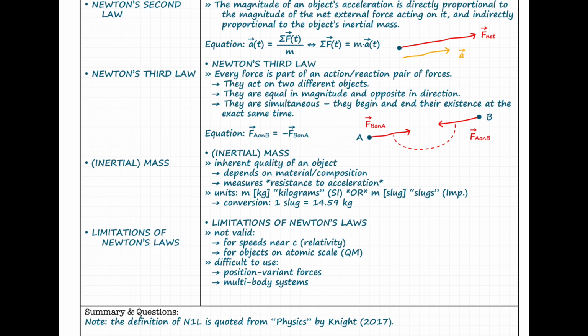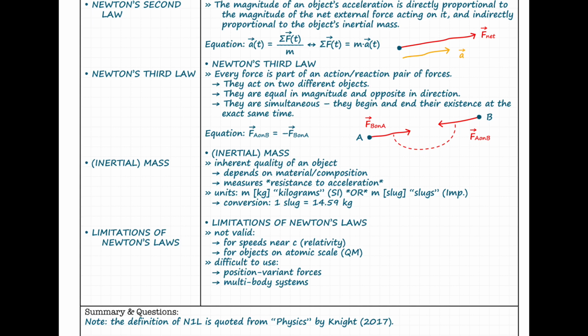A couple other points here. The mass of an object is technically the inertial mass. We talked about inertia for Newton's first law, where we said that inertia was the resistance to acceleration. The mass of the object, or inertial mass of the object, is a measurement of this concept or quantity. It depends on the material that the object's made of, and it describes the resistance to acceleration.